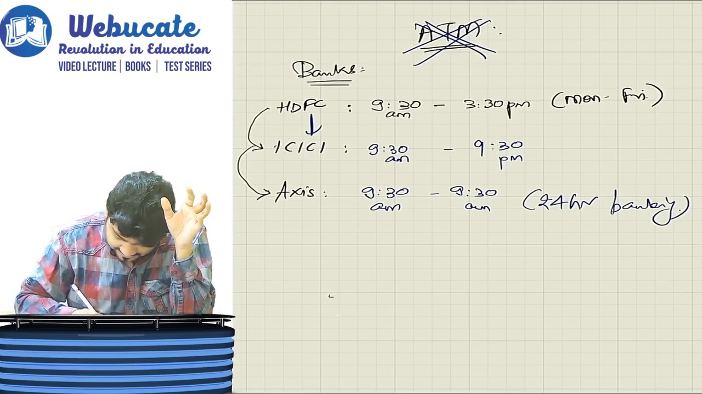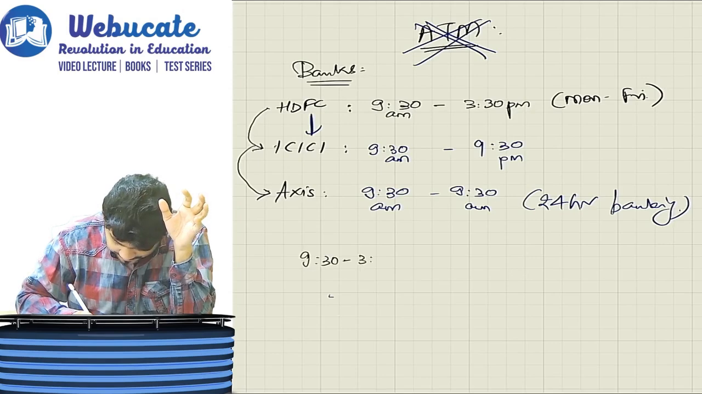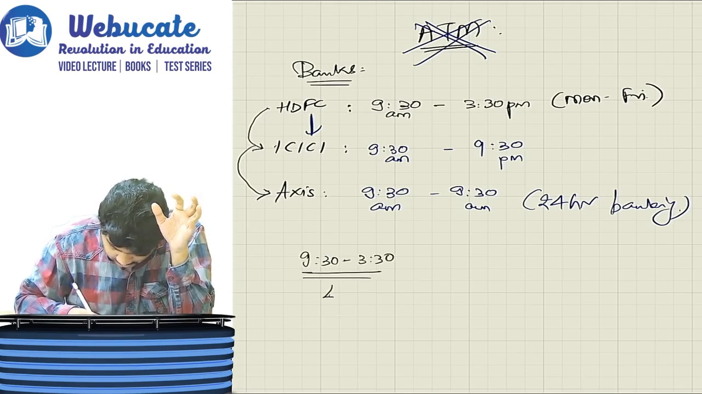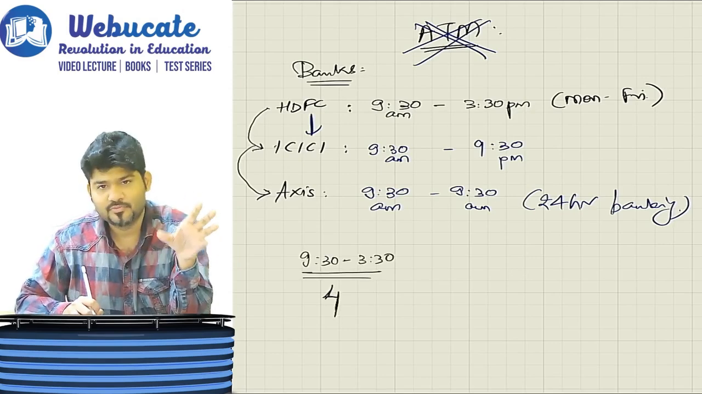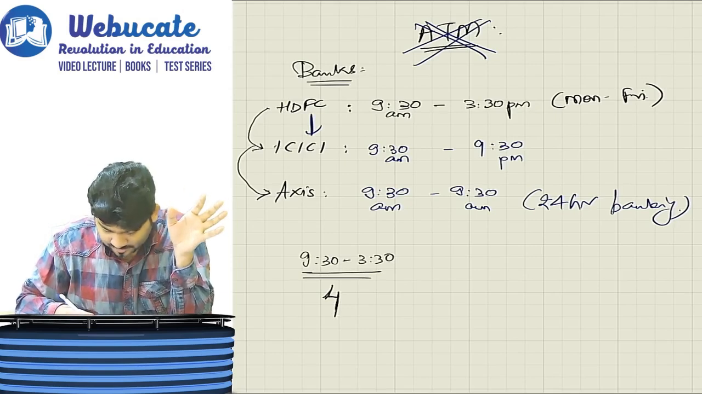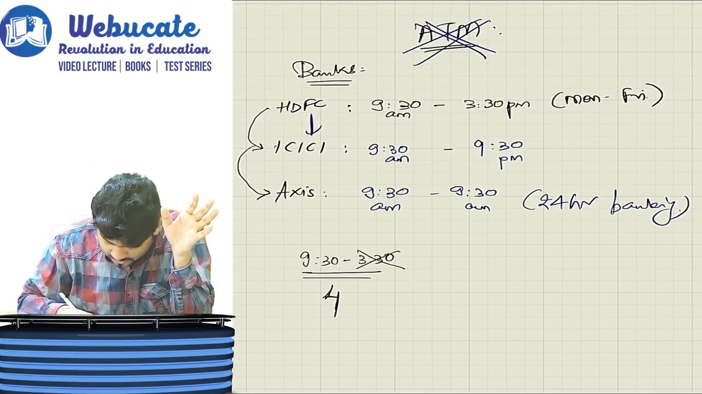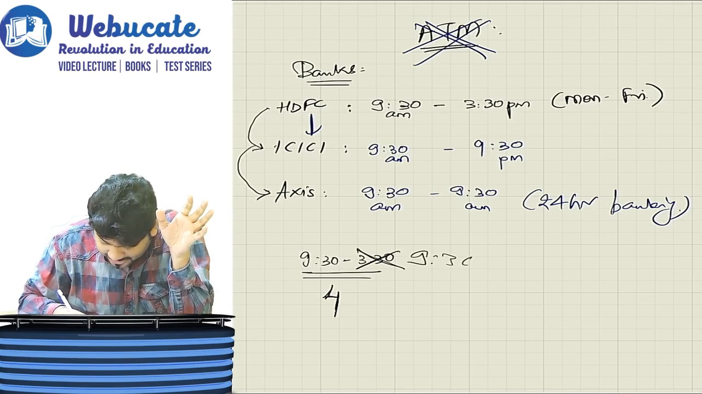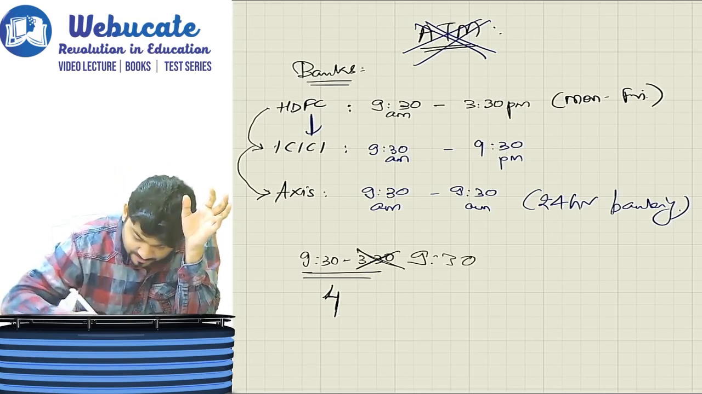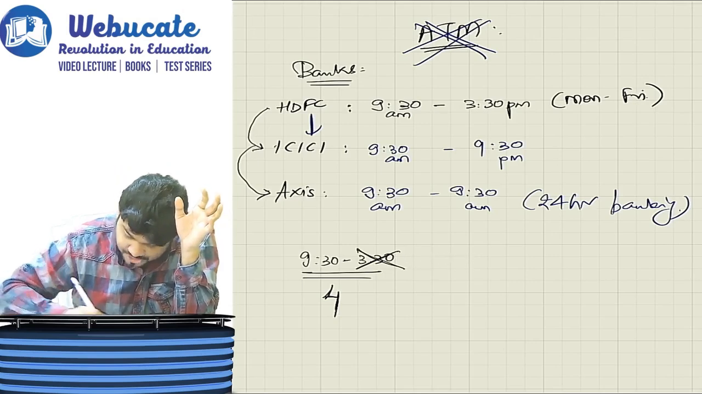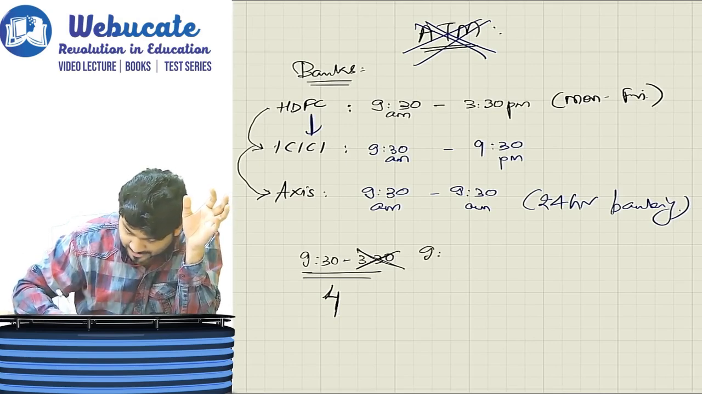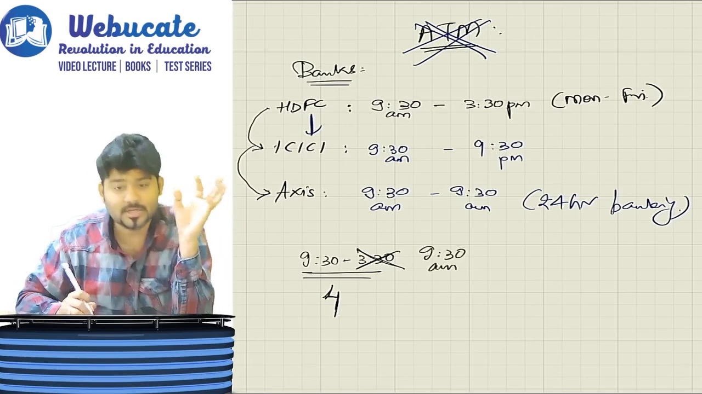What happens is, see, in case of 9:30 to 3:30, there were only 4 cashiers which were required. But now, can I say, everybody is taking 9:30 a.m. Now see, if one bank starts, by default there will be pressure on the other banks to keep 24-hour banking, because otherwise they will lose the customers.